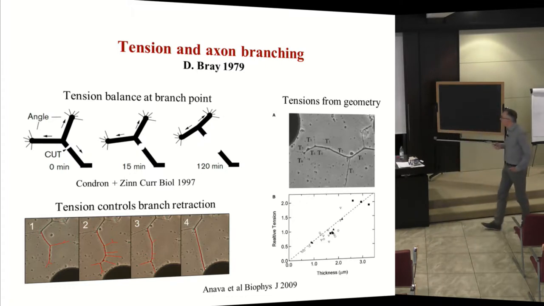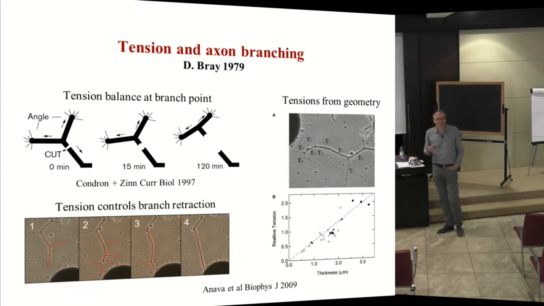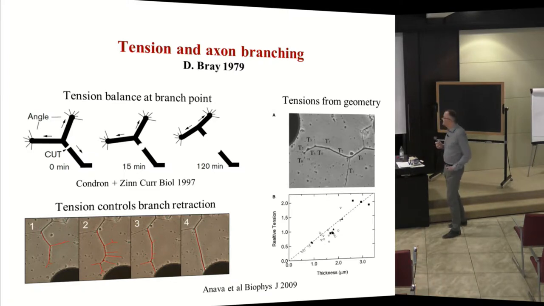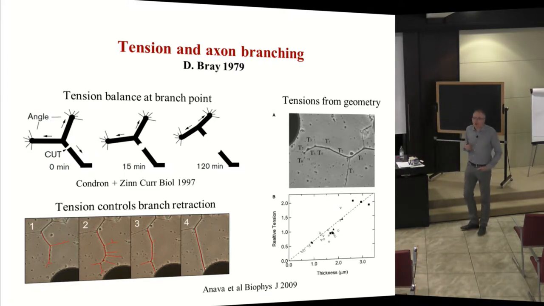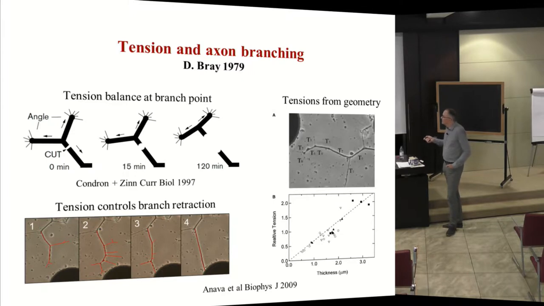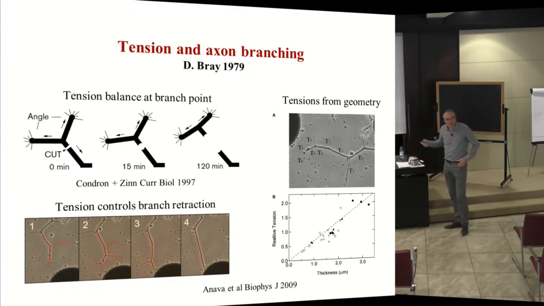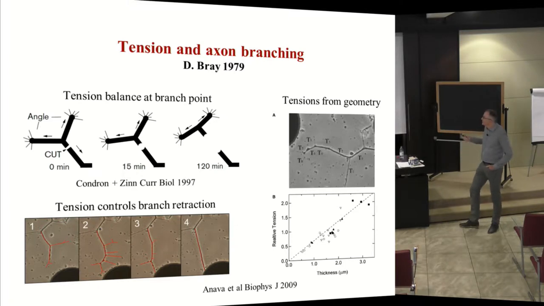So now the first person who actually started really analyzing tension in growing axons was Dennis Bray in Cambridge. And he looked at force balance in branching axons. So here the axon, when it grows, the growth cone can bifurcate, and then you will get two branches, each led by its own growth cone. And the question is, what determines the angles at the junction, at the branch?